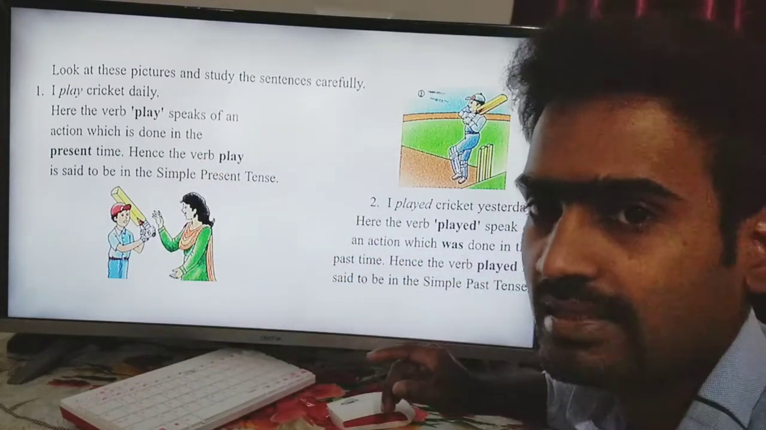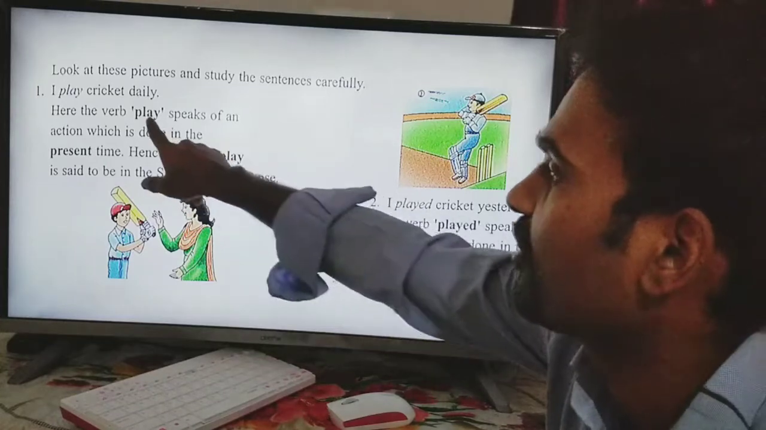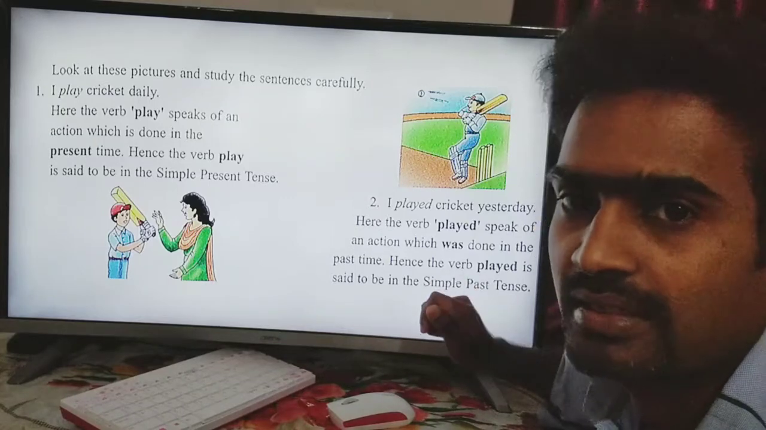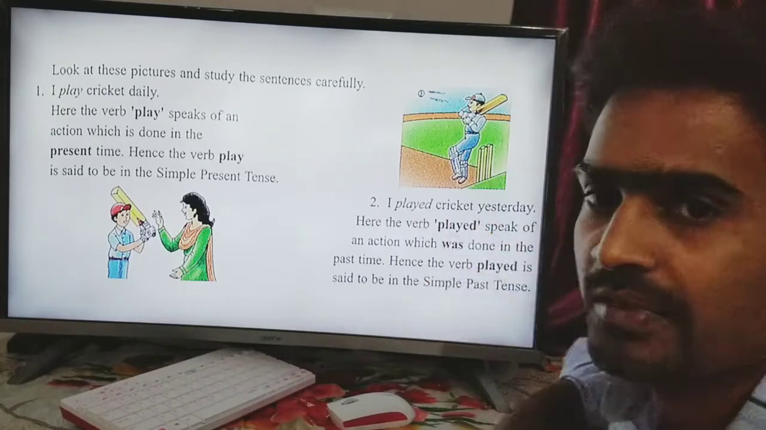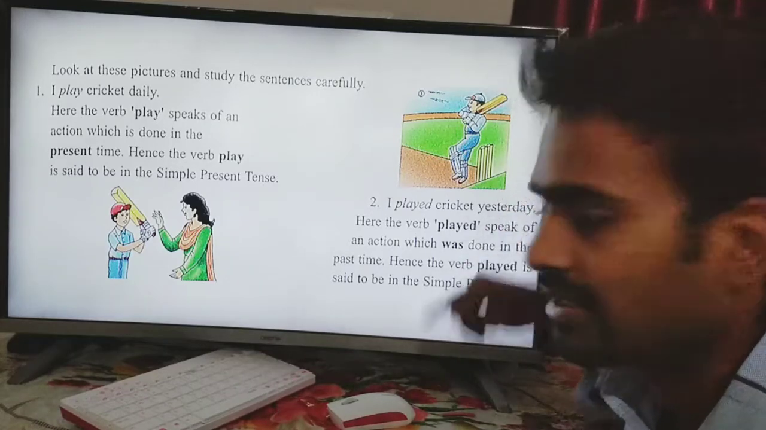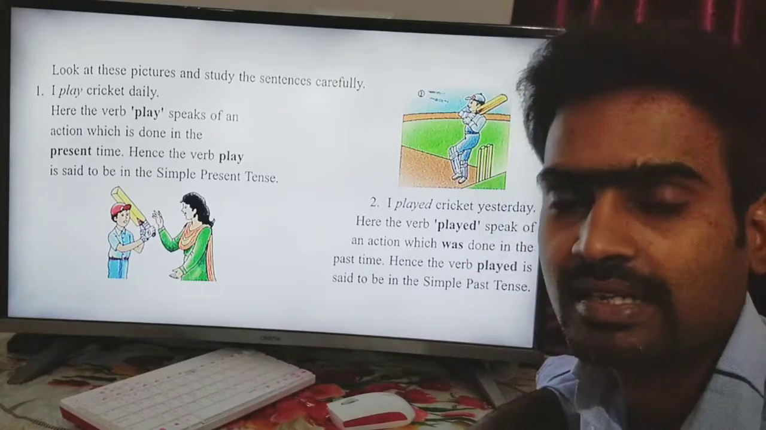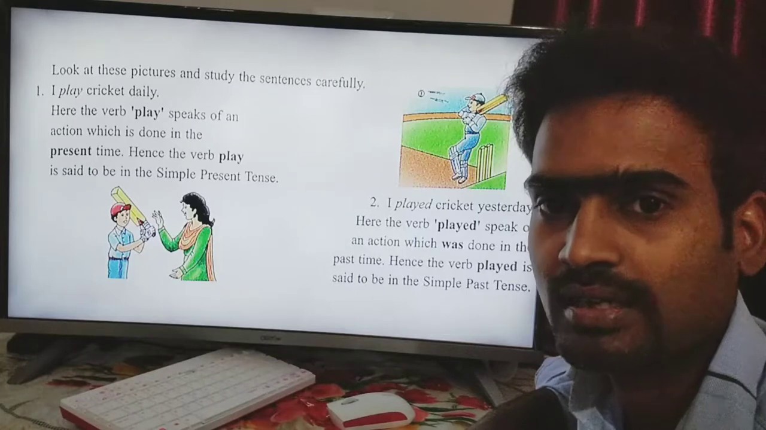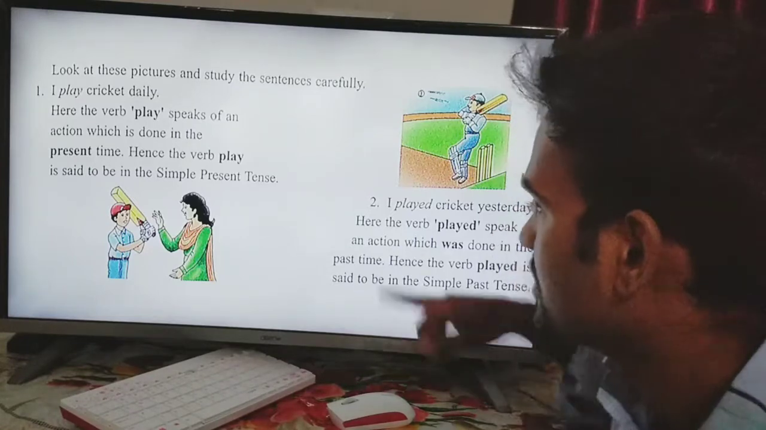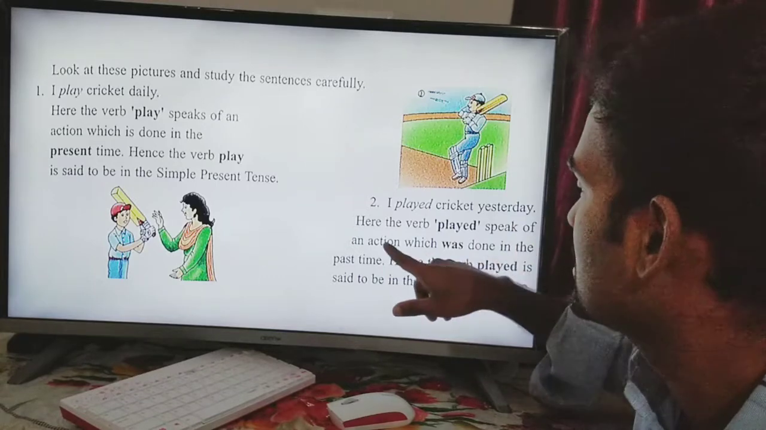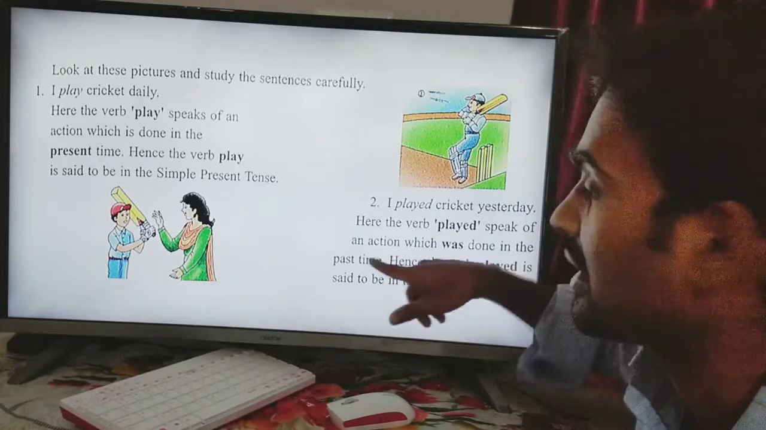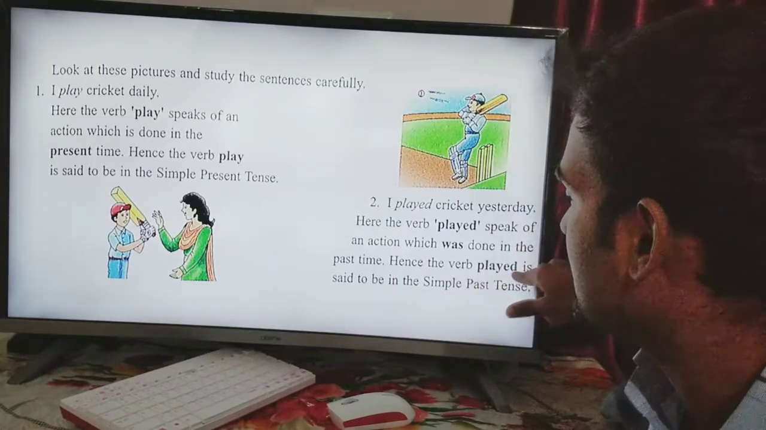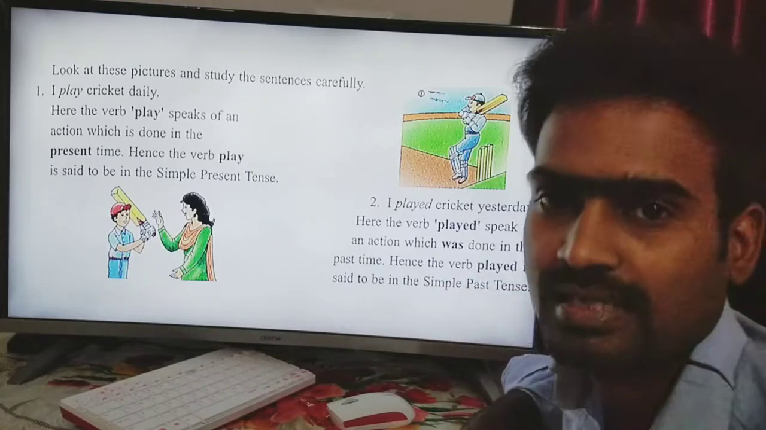When we speak about the past, see here, I played. The verb formation has been changed. Play, played. I played cricket yesterday. Yesterday is the past action. That time is over. We are not talking about today. At the moment, it is over, completed. So here the verb played speaks of an action which was done in the past time. Hence the verb played is said to be the simple past tense.